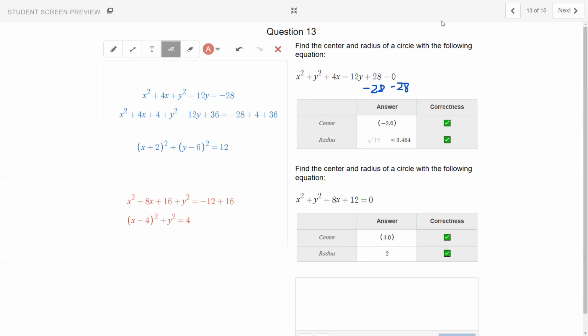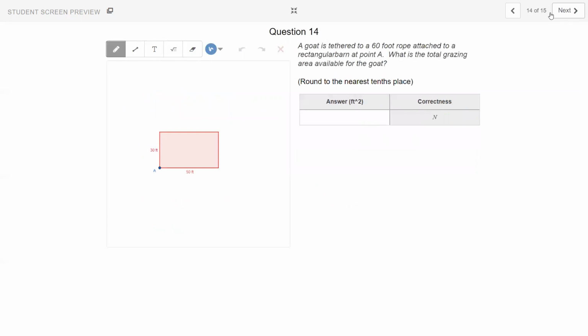All right, and that is 13. 14. Okay, so the goat is tethered to a pole 60 feet away, so it's going to go a little bit past on this side, and it's going to go probably double on this side.